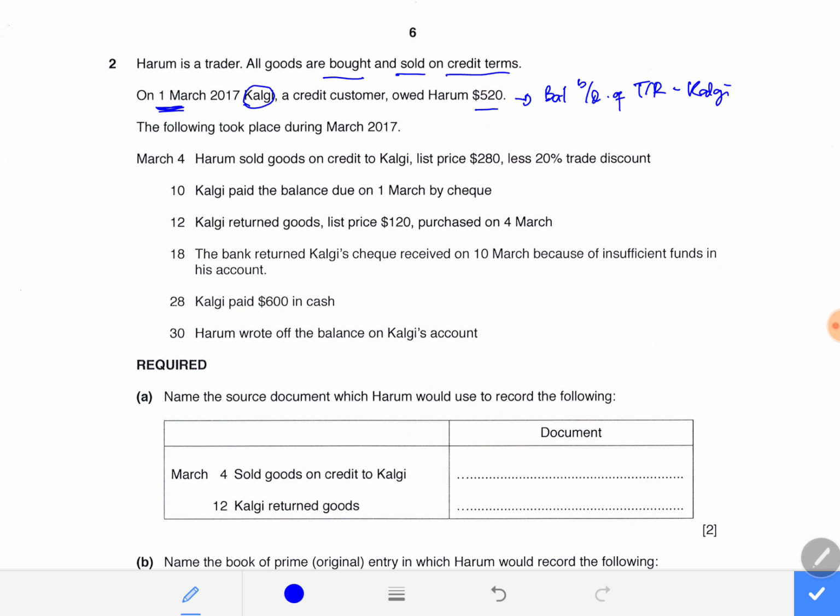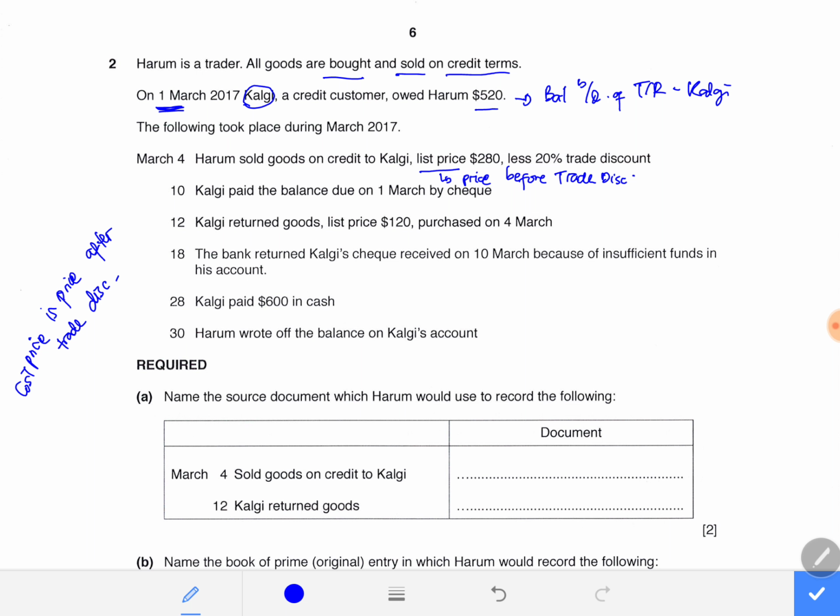Now, the following events took place during March 2017. March 4, Harum sold goods on credit to Kalgi, list price 280, less 20% trade discount. Remember, list price is priced before trade discount. Cost price is priced after trade discount, so you have to pay attention.